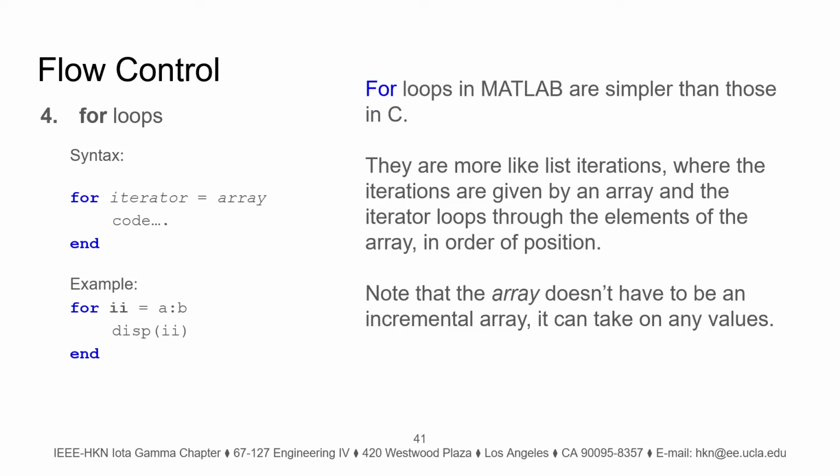Here's the basic syntax for iterator equals an array in the code below. So here in this example, for ii equals A to B, the array, and then just display ii within that array.